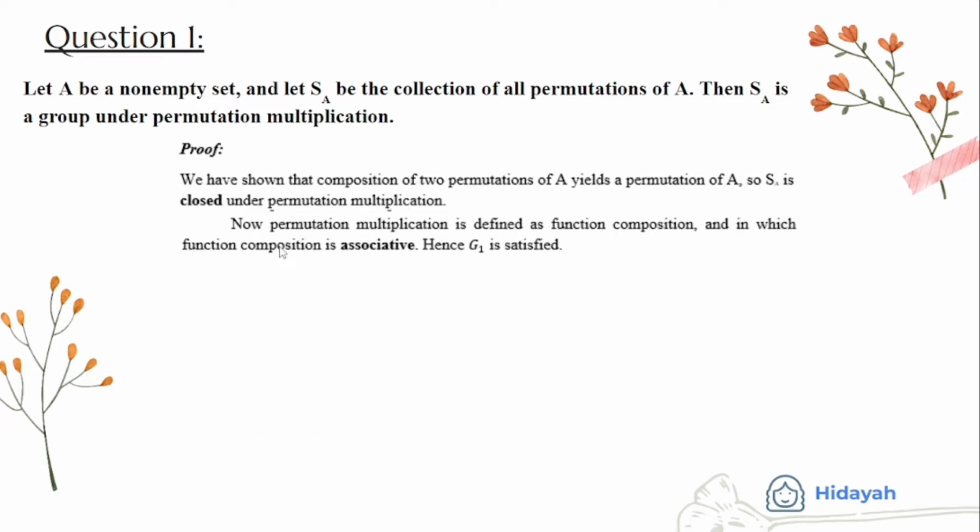For the second condition, permutation multiplication is defined as function composition, and function composition is associative. Hence, G1 is satisfied. So, how do we know the associativity? The permutation multiplication is composition of functions. The composition of functions is associative, therefore the permutation multiplication is associative. For the next condition, the permutation iota such that iota(a) equals a for all small a element of capital A acts as the identity, therefore G2 is satisfied.